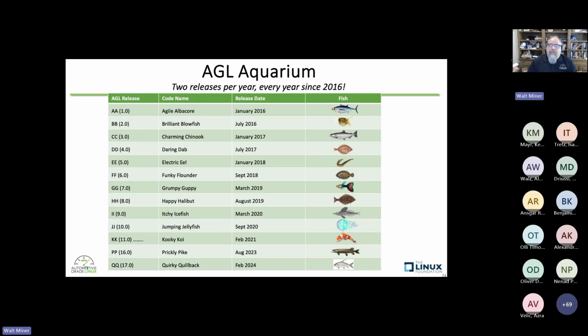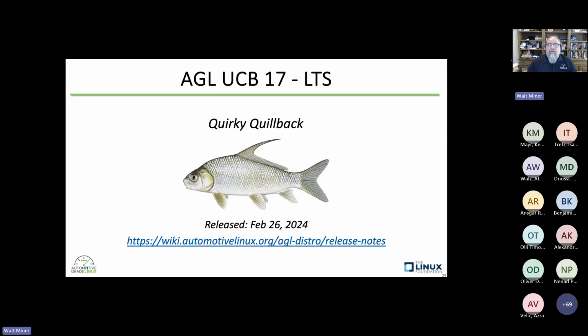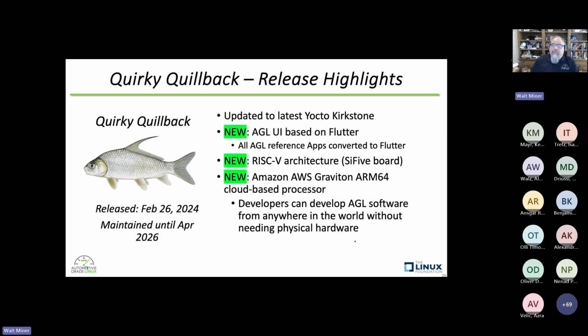So like I said, we've had 2 releases per year, every year. We started working on this in 2015, and we name our releases after fish. We started with Agile Albacore, and our latest release is Super Salmon. Our latest LTS release is Quirky Quillback version 17, and Quillback continues to track the Yocto Kirkstone LTS version 4.0.